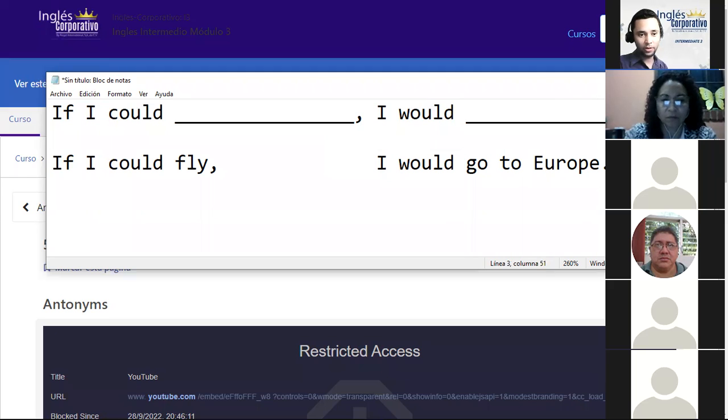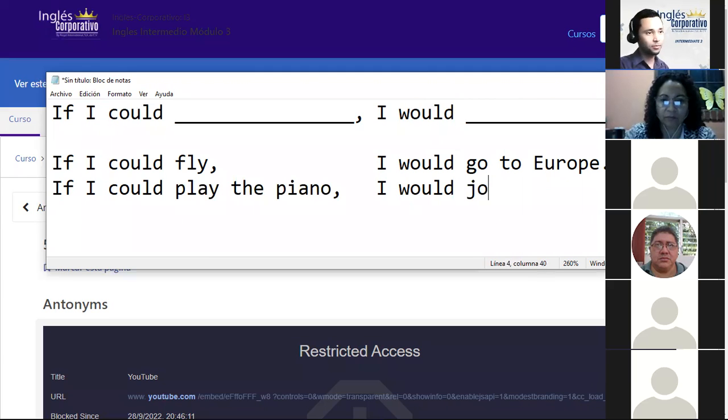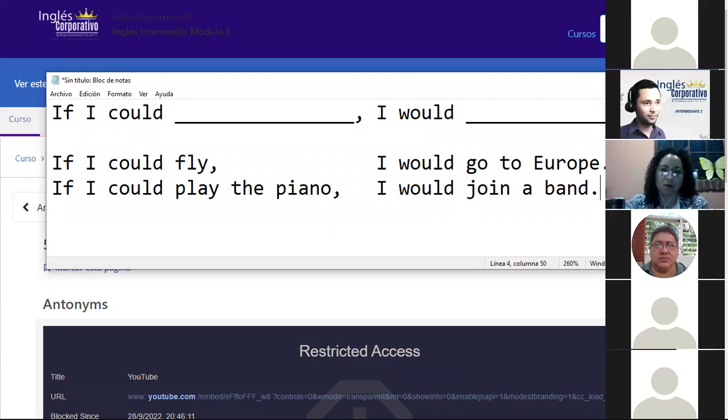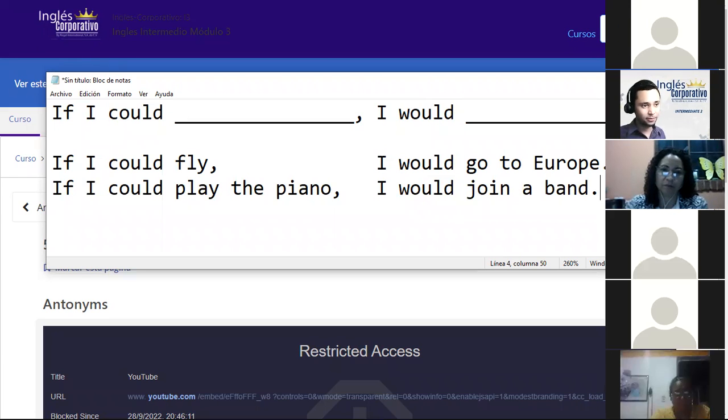Another example, you can say, if I could play the piano, I would join a band. Me uniría a una banda, por ejemplo. If I could play the piano, I would join a band. What can you say? Mm-hmm. Sandra. If I could speak English, I will travel around the world.